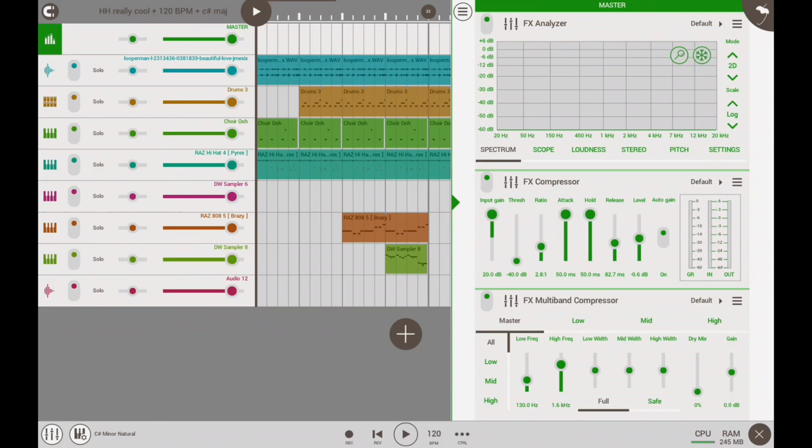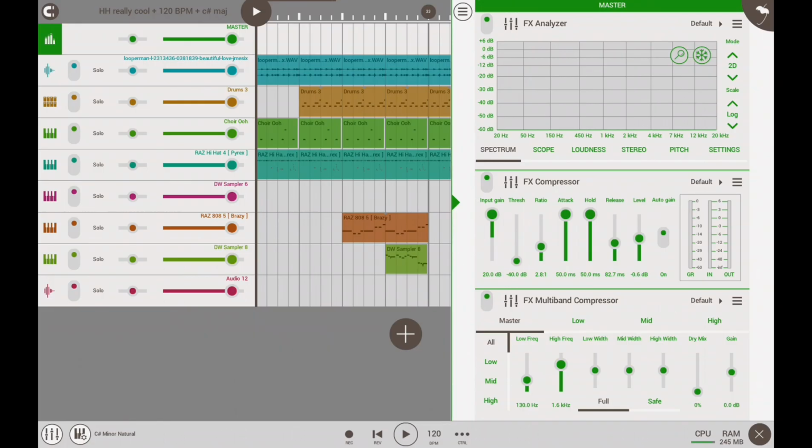Okay, so in the FX analyzer, we have to make sure everything is going to play below 0 decibels, even below negative 6 decibels. So it's very important to make sure that your sound doesn't go beyond 0 decibels.